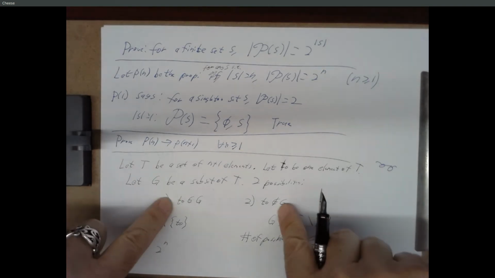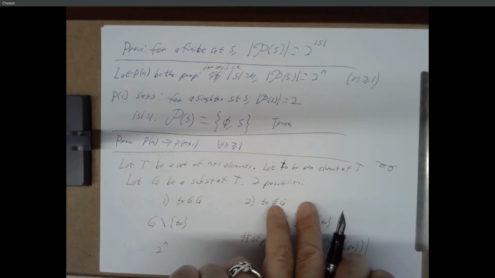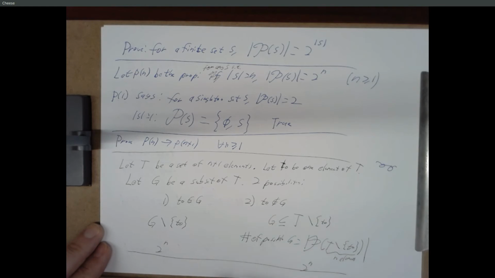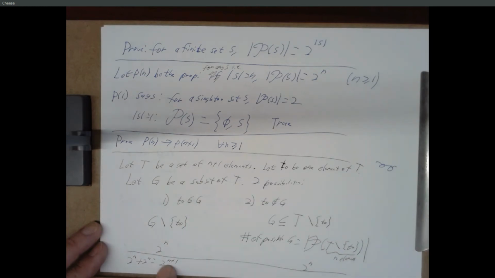And there's no element in common to these two, right? A subset's either here or there, not both. And any subset is in either this first case or the second case. So the total number of subsets of T is 2 to the n plus 2 to the n, which is 2 to the n plus 1. And so we've proven that for a set containing n plus 1 elements, the power set has 2 to the n plus 1 elements. And so we've proven P of n plus 1. And therefore, Pn implies Pn plus 1, so Pn is true for all n.